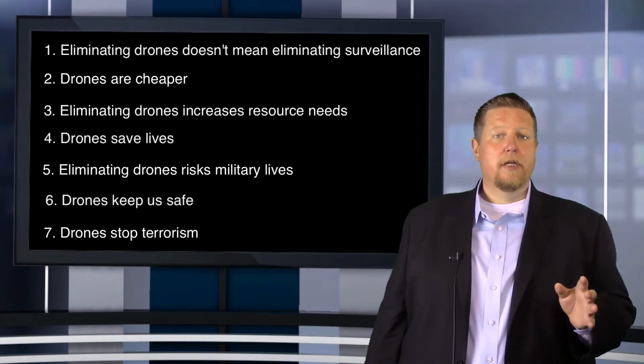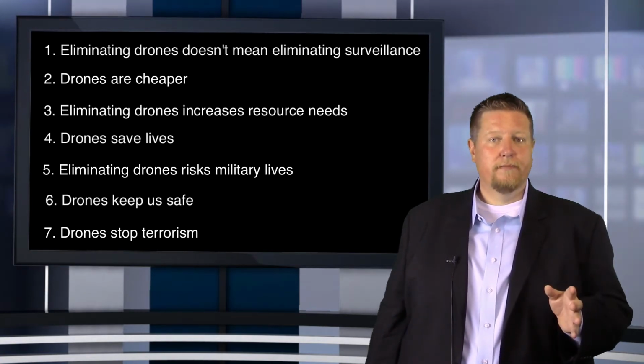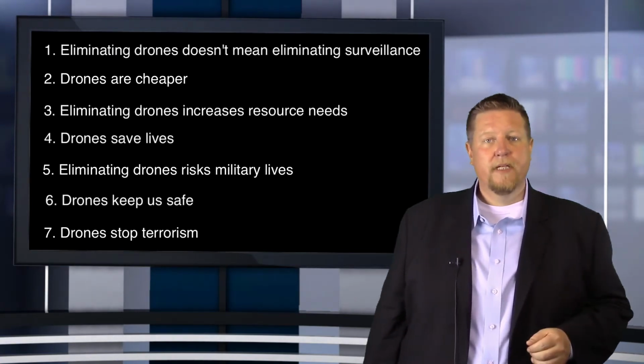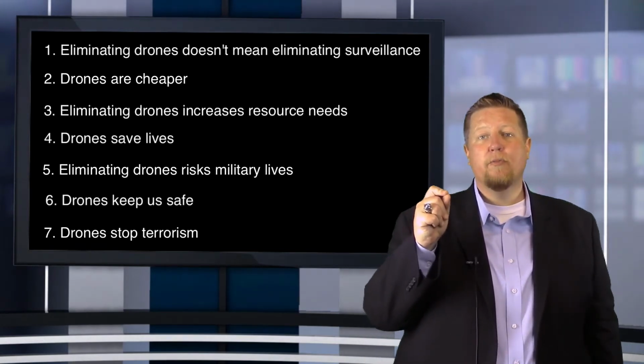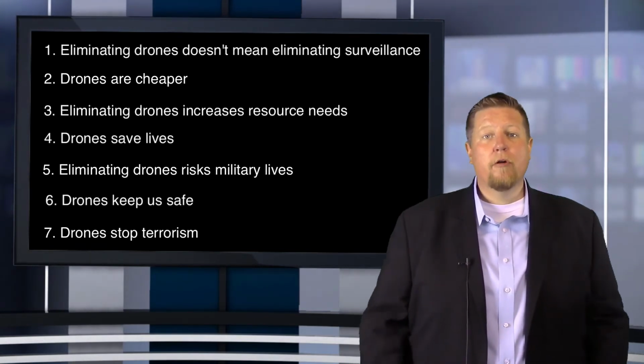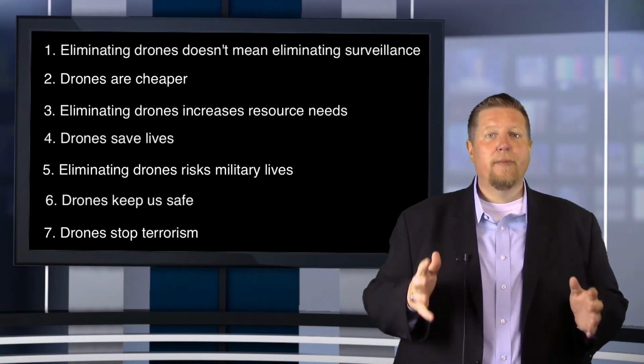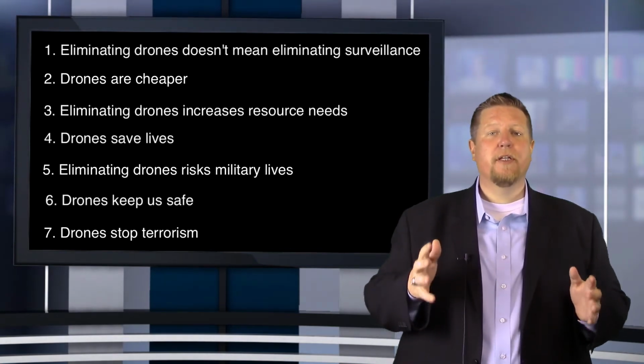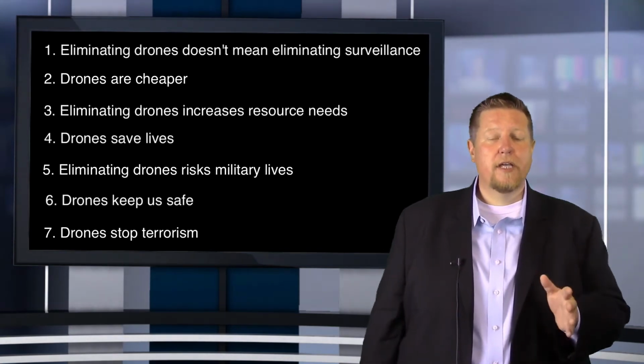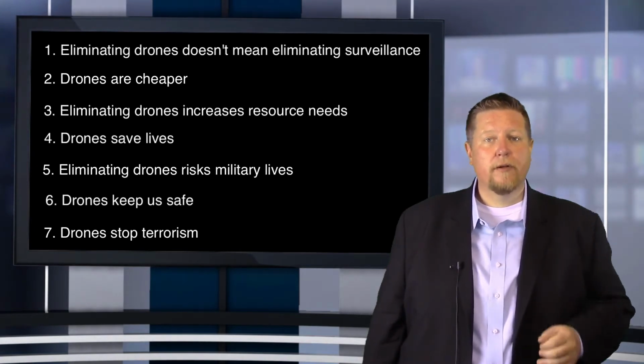Here's an example of the arguments you might have made thus far as the negative team. Eliminating drones doesn't mean eliminating surveillance. Drones are cheaper. Eliminating drones would require us to use more resources and people. Drones save more lives. Eliminating drones would require us to risk military lives. Drones keep us safe. Drones stop terrorism.